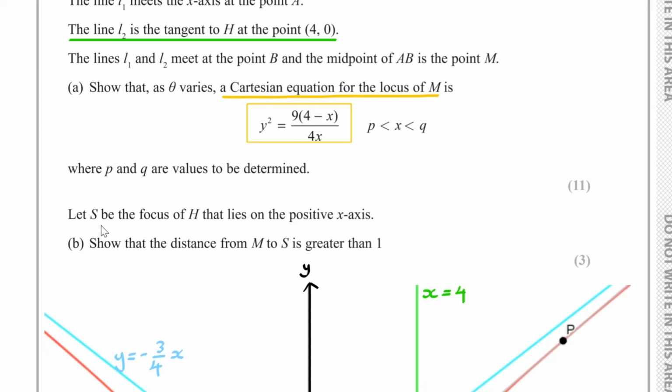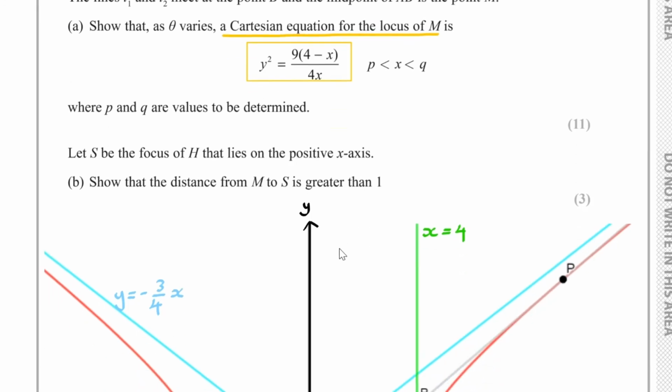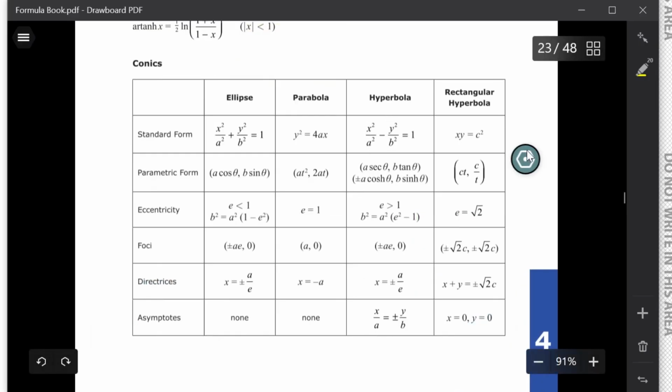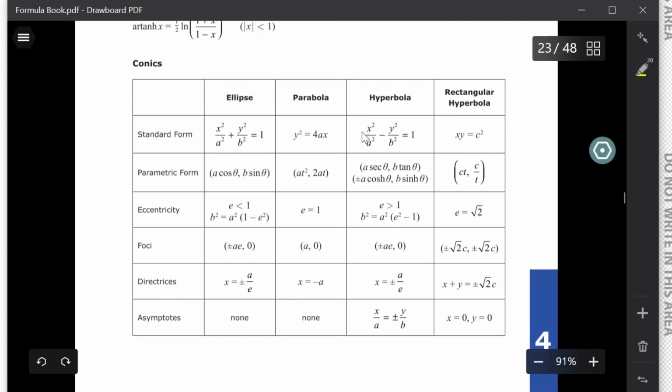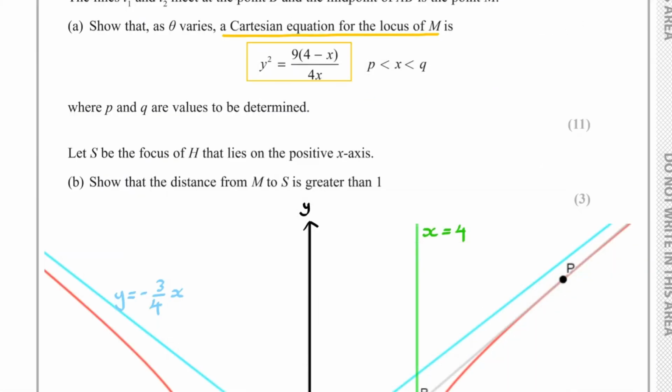Sorry, forgot part B. Let S be the focus of H that lies on the positive x-axis. We have to show that the distance from M to S is greater than 1. Okay, so first thing, if you go to your formula book for a hyperbola, that's got this equation over here, we've got the foci, which is plus minus AE, 0. We're considering the positive one, so we have plus AE, 0. So let's just write this down.